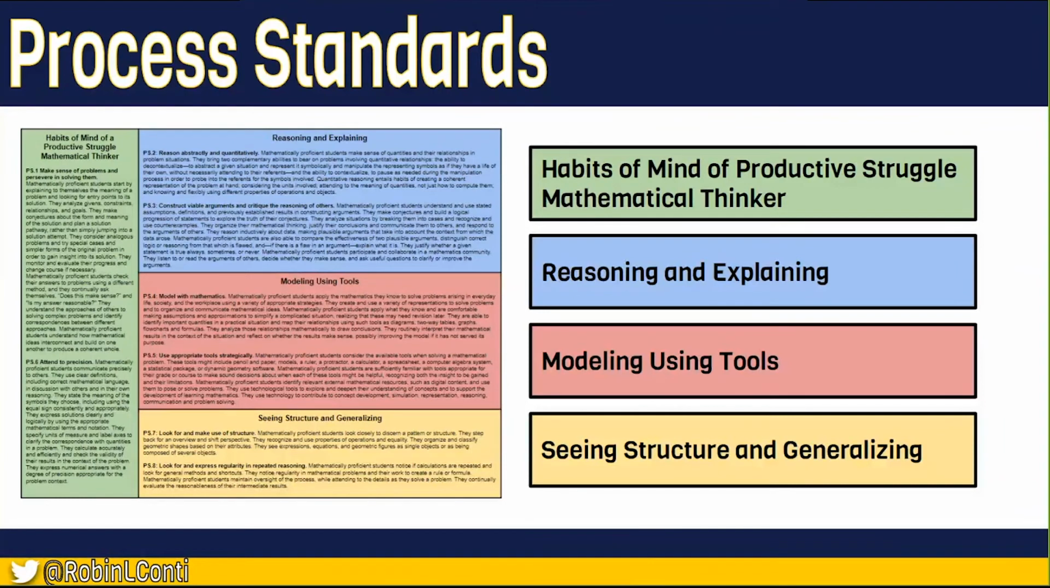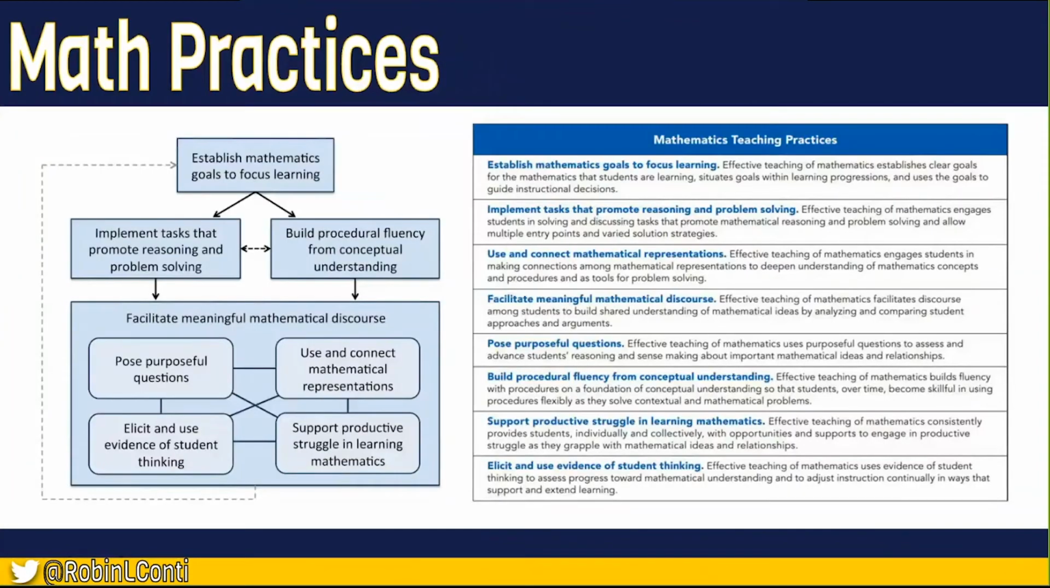Mathematically proficient students are also able to compare the effectiveness of two plausible arguments, distinguish correct logic or reasoning from that which is flawed, and if there is a flaw in an argument, explain what it is. They listen to or read the arguments of others, decide whether they make sense, and ask useful questions to clarify or improve the arguments. Just like the process standards, one could argue all of the NCTM 8 effective teaching practices are embedded within a slow reveal graph routine.